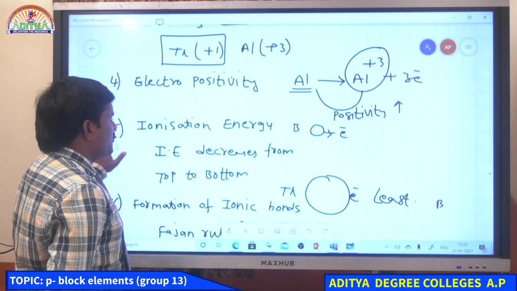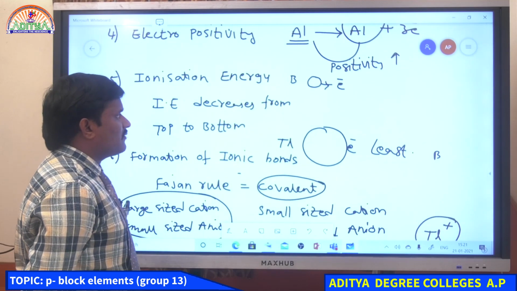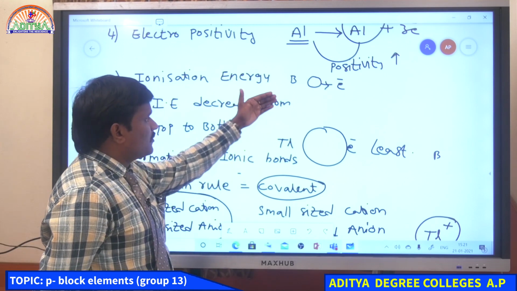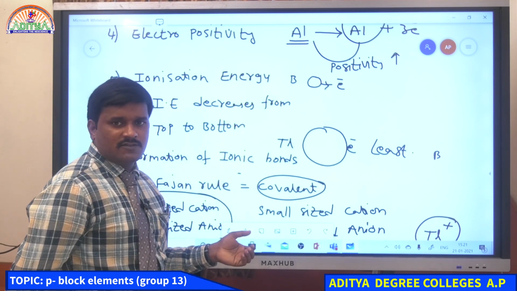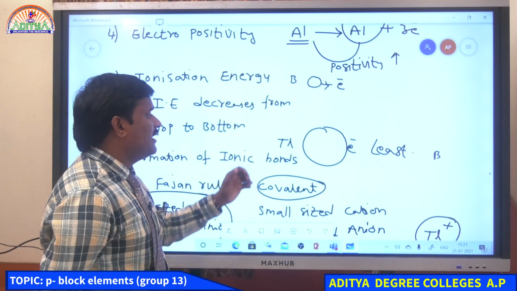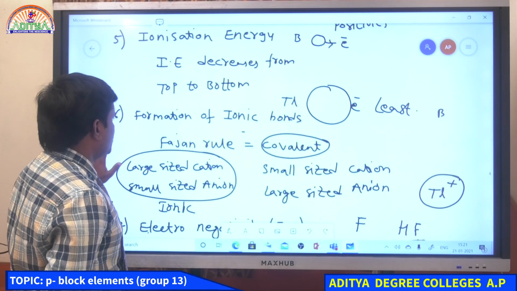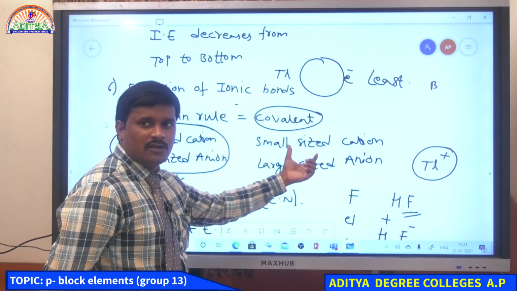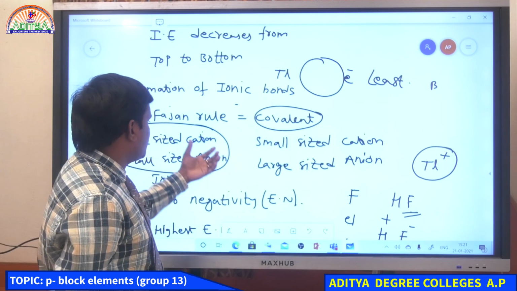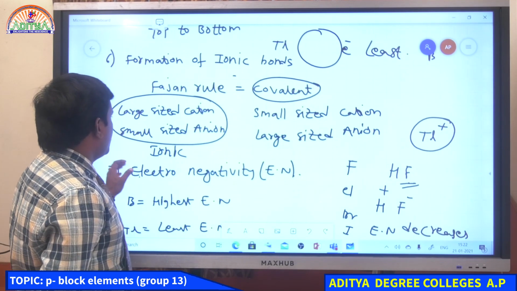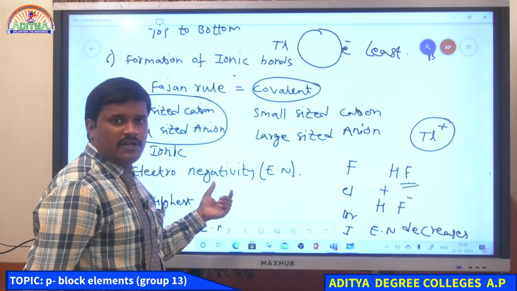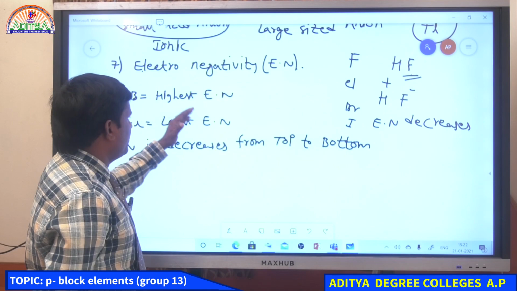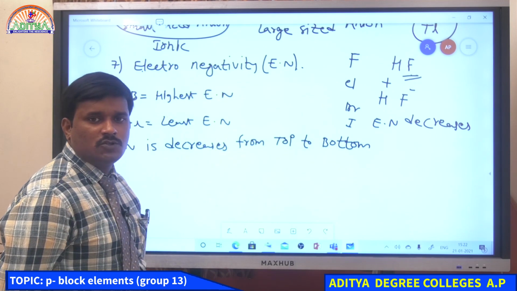And the next one, ionization energy. That is the amount of energy required to remove one electron from the element. Here from top to bottom size increases, that is why ionization energy decreases. And the sixth one is formation of an ionic bond, which is based on the size of the cation as well as size of the anion. From this, boron has small size, therefore it forms covalent compounds. And next one, electronegativity, it decreases from top to bottom.